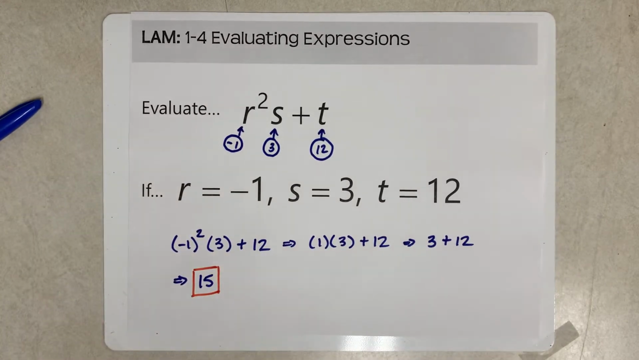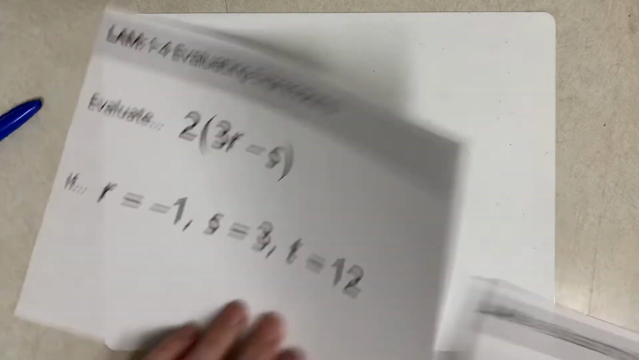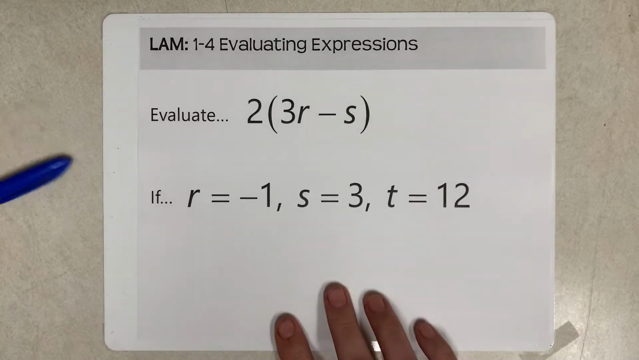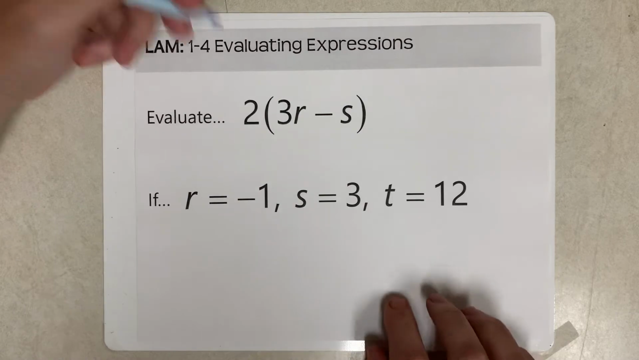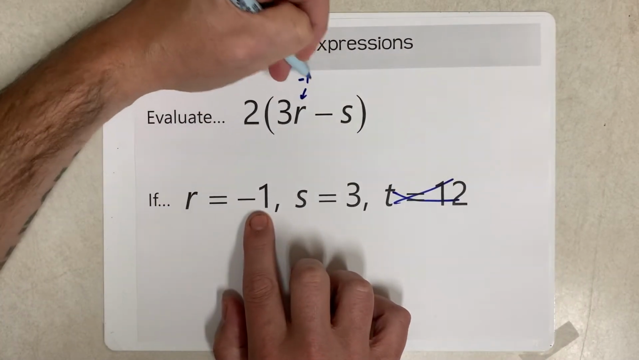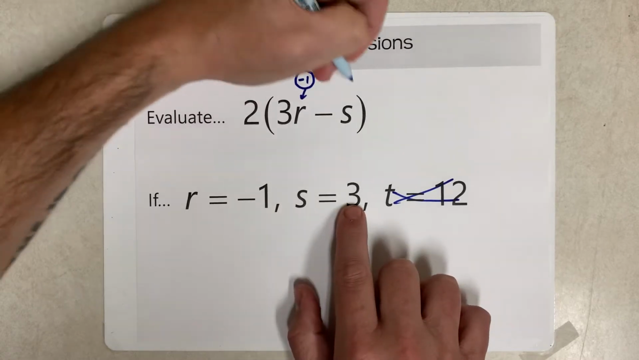All right. Our next one, 2 times 3r, take away s. All right, so this time we don't have t in there, so we'll just cross through that. r is -1. s is 3.